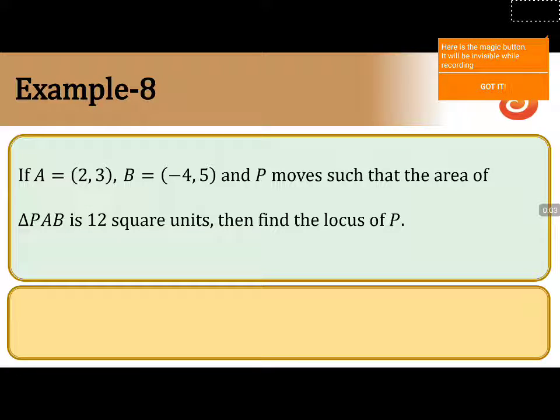In this problem on locus, A and B are 2 points. P moves such that the area of triangle PAB is 12 square units. Then find the locus of P. So here we take the area of the triangle and equate it to 12 square units. Let me go to the next slide.